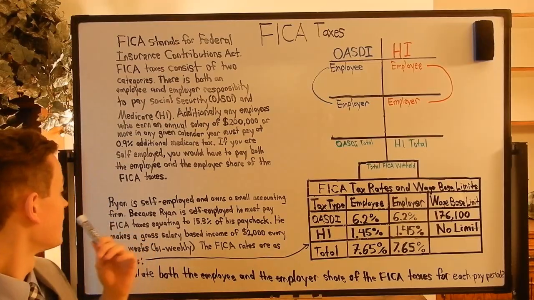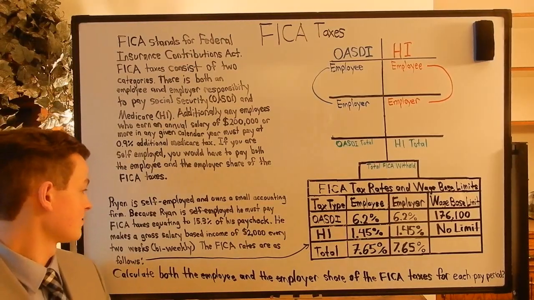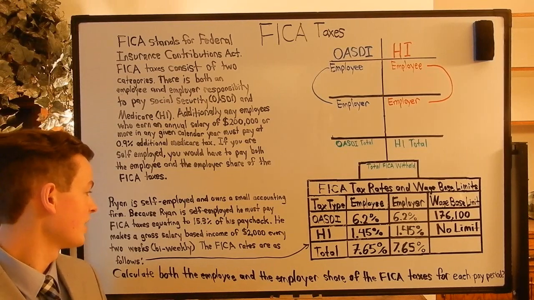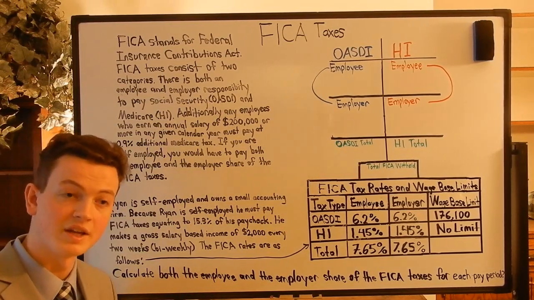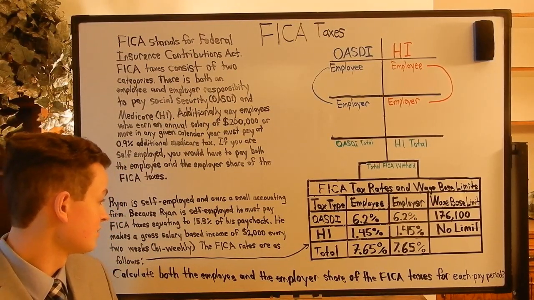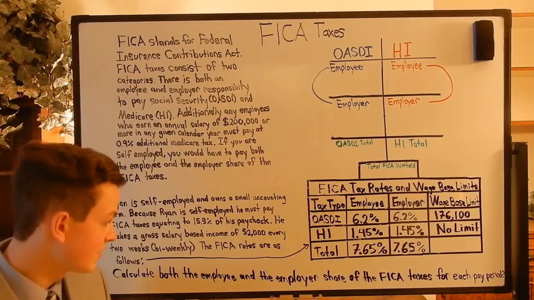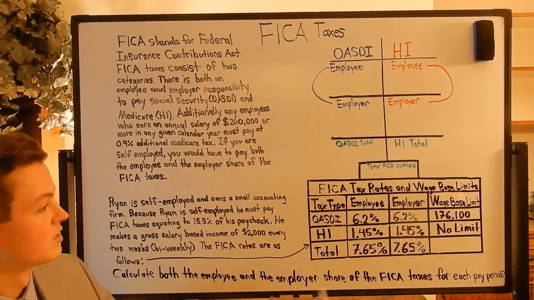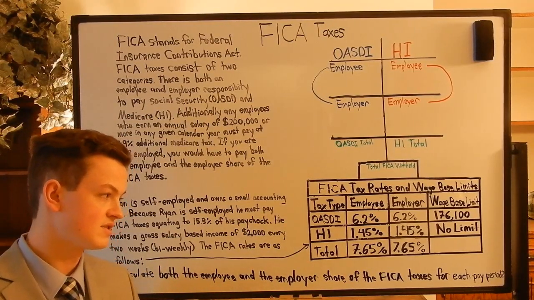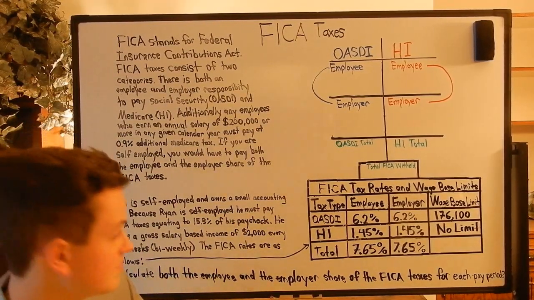That being said, our problem for today is Ryan is self-employed and owns a small accounting firm. Because Ryan is self-employed, he must pay FICA taxes equating to 15.3% of his paycheck. He makes a gross salary-based income of $2,000 every 2 weeks. The FICA rates are as follows. Calculate both the employee and the employer's share of the FICA taxes for each pay period. So, that being said, let's get into it.